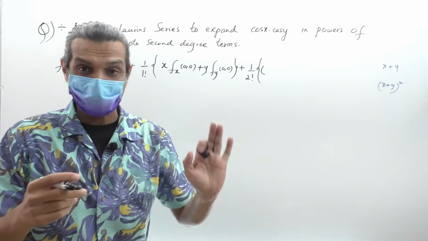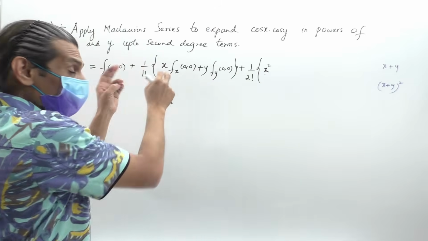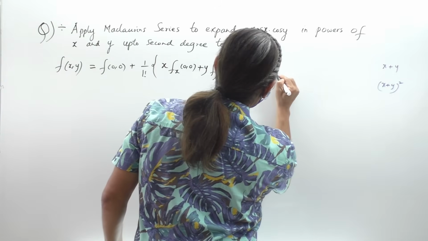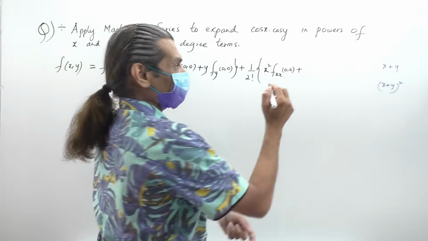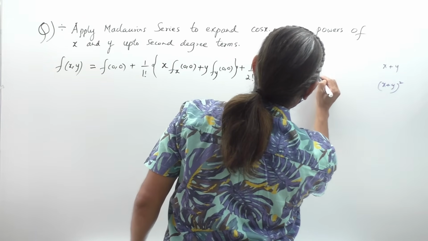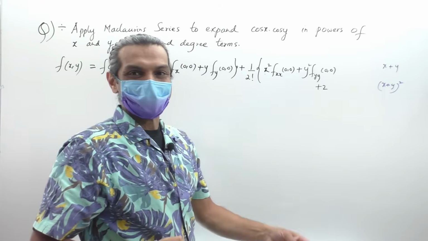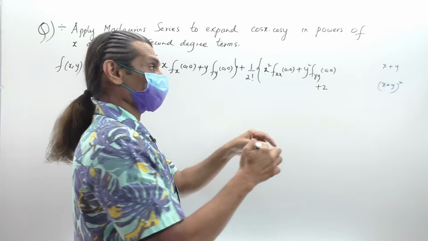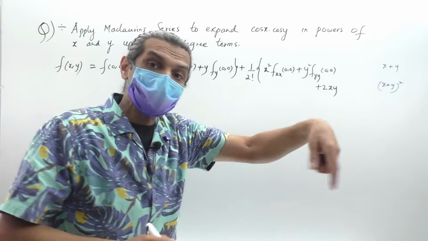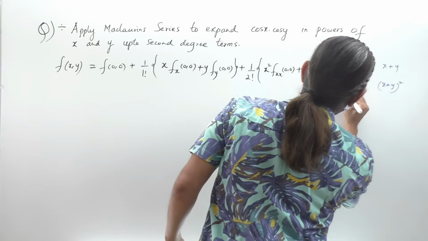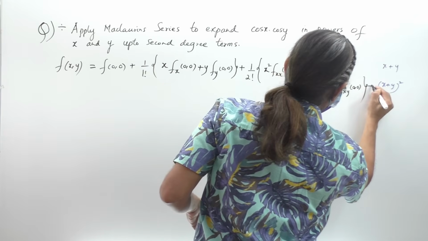x square plus y square plus 2xy. So this is x square. See, x means fx. x square means f double x at 0 comma 0, plus x square plus y square. So y square is f double y at 0 comma 0, plus 2xy. a plus b the whole square is a square plus b square plus 2ab. That is 2xy. See, x square double x, y square double y, xy will be f xy at 0 comma 0. That's it. This is the expansion.